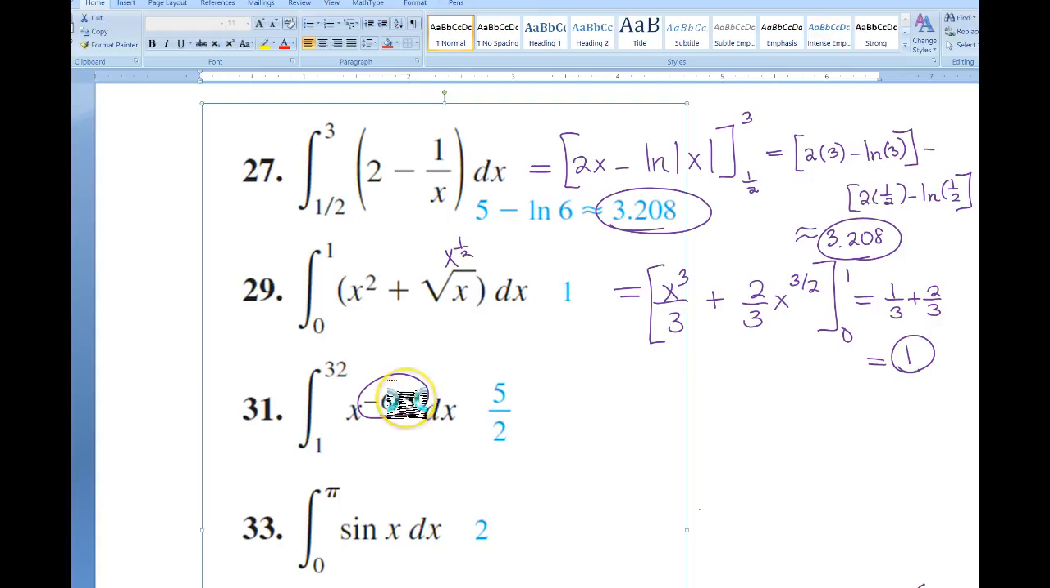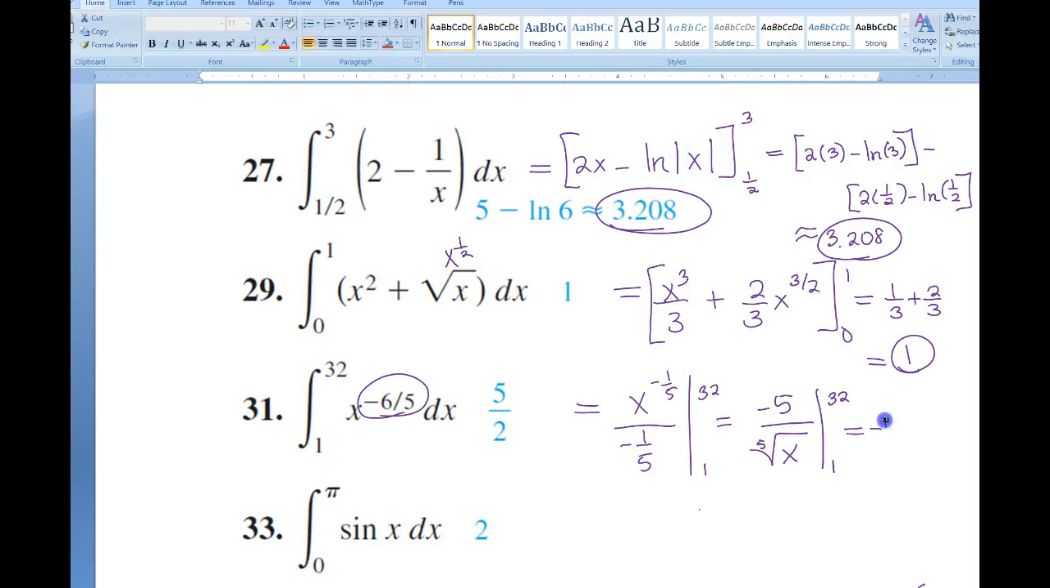Let's look at 31. So if we have negative 6/5, what would that become? It becomes negative 1/5. So x to the negative 1/5 over negative 1/5. Negative 5 x to the negative 1/5, so it's really negative 5 over the 5th root of x, evaluated from 1 to 32. So it's negative 5 over 2 minus negative 5 over 1. So it becomes plus 5, so we get a positive 5/2.